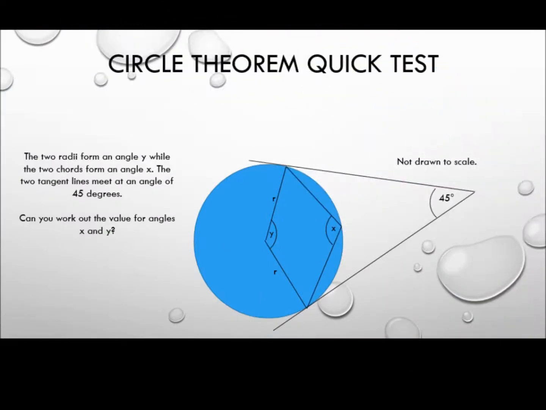Okay, so how did you get on with that question? Alright, last question now. The two radii form an angle y, while the two chords form an angle x. The two tangent lines meet at an angle of 45 degrees. Can you work out the value for angles x and y? Okay, good luck with that one. Take your time, pause the video. When you're ready for the answer, just press play.